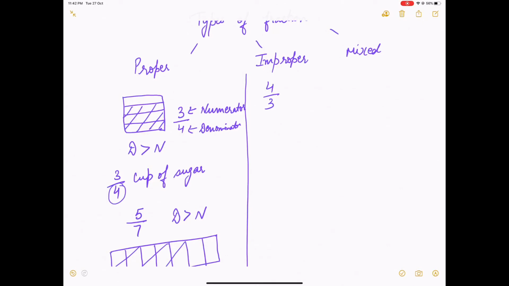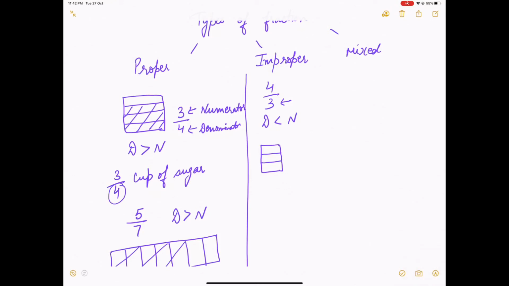So is it possible to take 4 parts from 3 parts? Because here in my denominator it is 3. So my denominator is smaller than the numerator, right? It is impossible to take 4 parts from 3 parts. So if I have a cup which is full of sugar and I have divided that cup into 3 equal parts, right? But I need 4/3. I need 4 parts of sugar. Okay. So how can I get 4 parts?